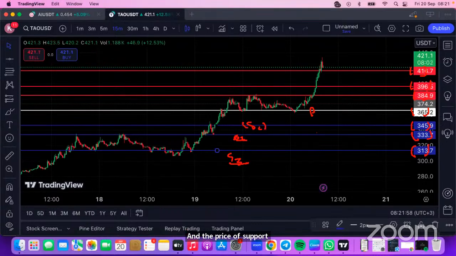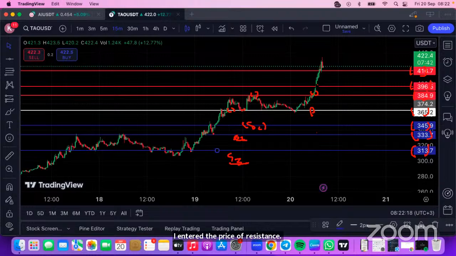If it breaks this line, I enter at the price of support 1 and get out at the price of pivot. If it breaks the pivot, I enter at the price of pivot and get out at the price of resistance 1. If it breaks resistance 1, I enter at the price of resistance 1. I get out at the price of resistance 2. If it breaks this, I enter at the price of resistance 2. I get out at, because after here, the coin has entered.